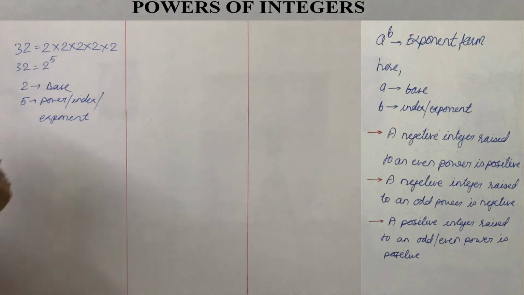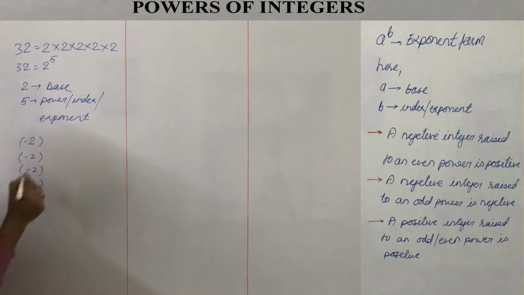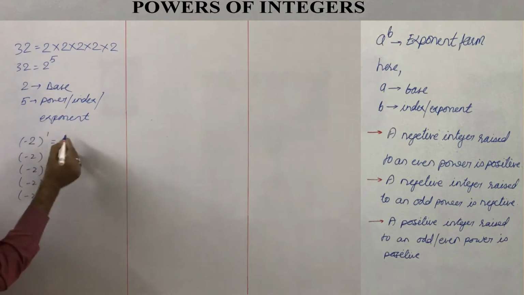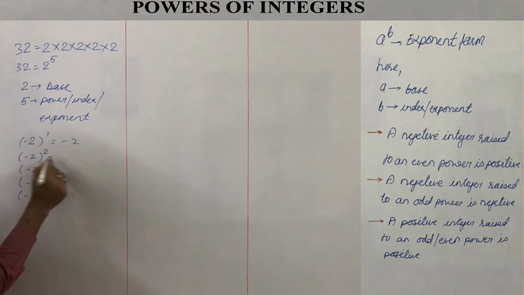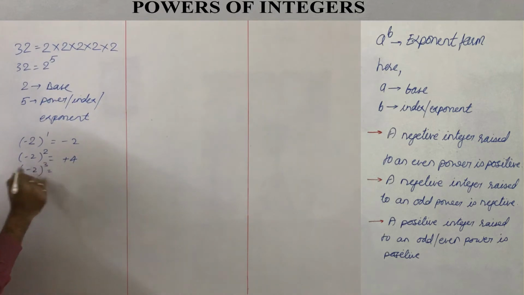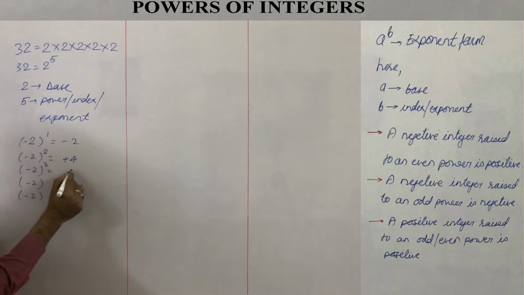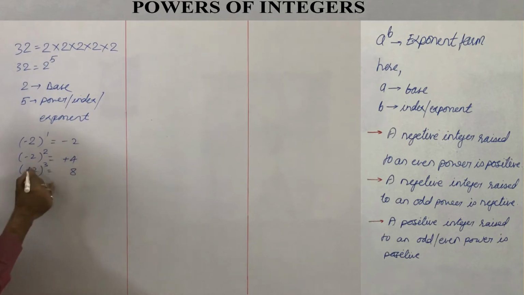Further, let's try to calculate values of minus 2 for various powers. So minus 2 to the power of 1 means minus 2, then minus 2 to the power of 2, square of minus 2, so 2 into 2 is 4, but minus into minus, negative into negative, is positive, plus 4. Then minus 2 to the power of 3, minus 2 into minus 2 is plus 4, and plus 4 again multiplied by minus 2, 4 into 2 is 8, and plus into minus, positive and negative, is negative.